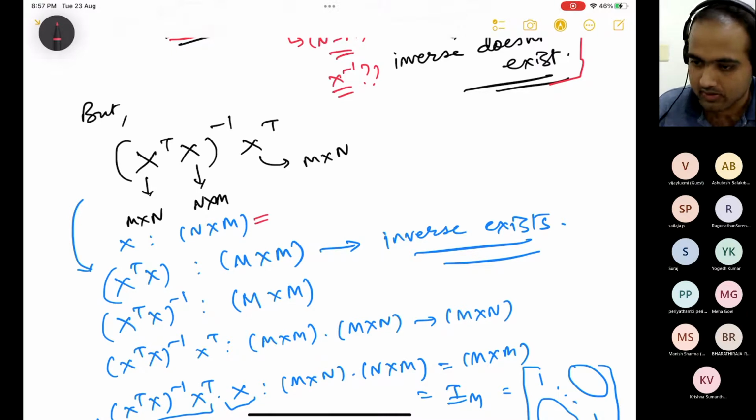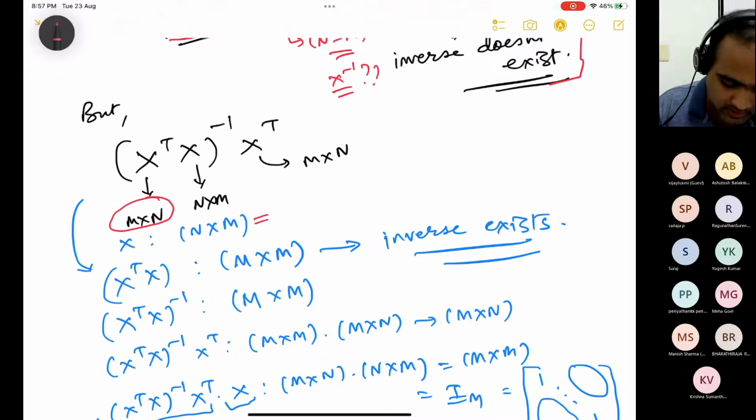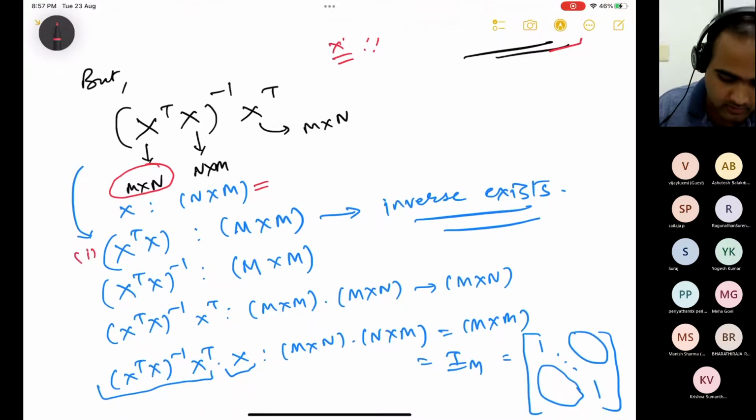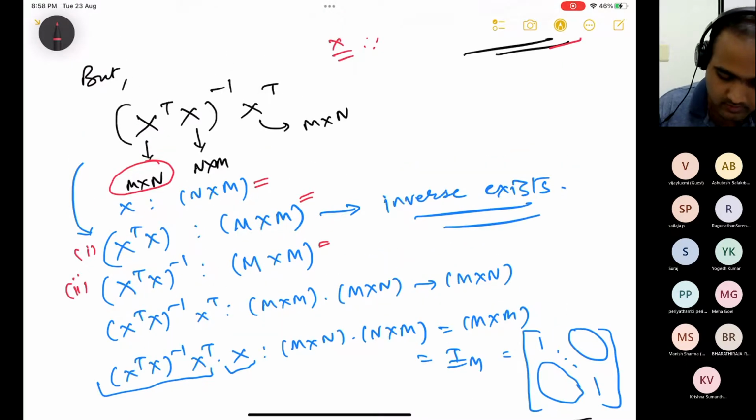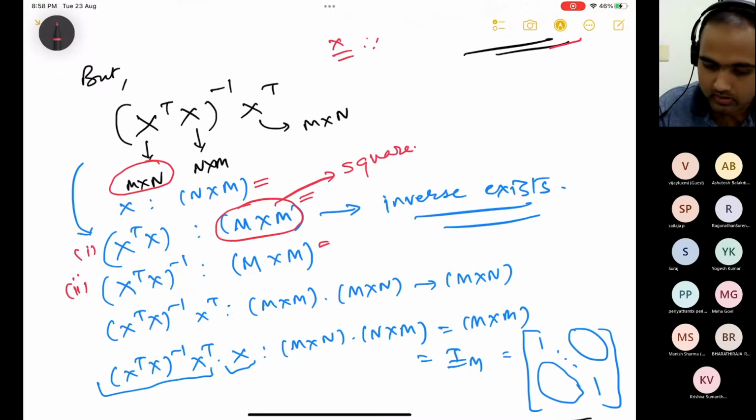But now, X has a dimension of n cross M. And so X transpose will have a dimension of M cross n. If you multiply X transpose X, it will have a dimension of M cross M. Similarly, (X transpose X) inverse will again have a dimension of M cross M only. Now X transpose X, having a dimension of M cross M, has become a square matrix, and so its inverse exists.